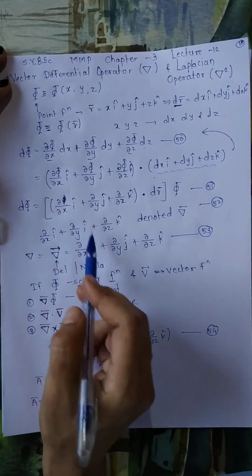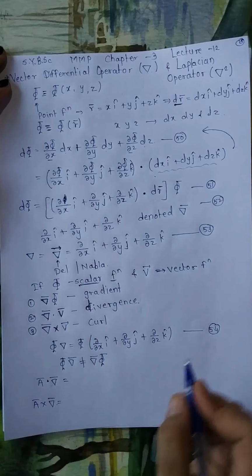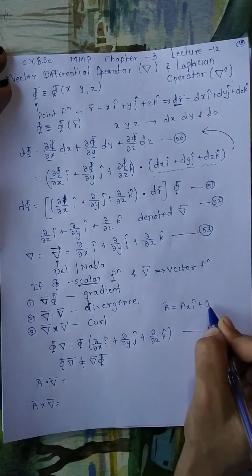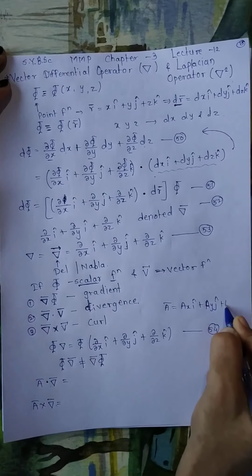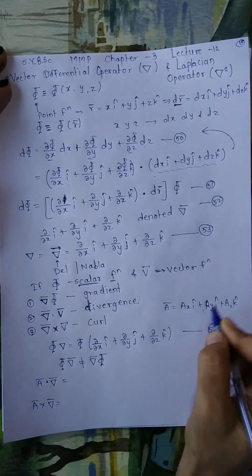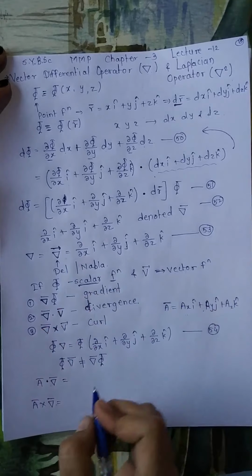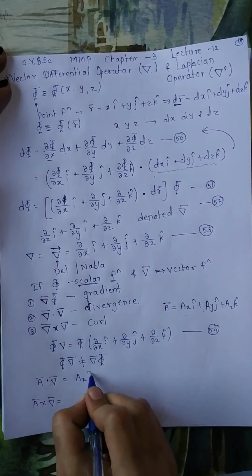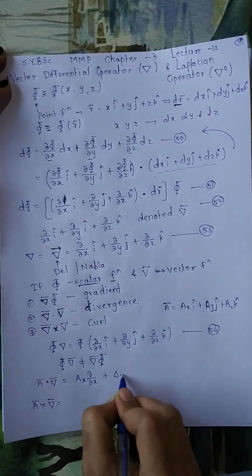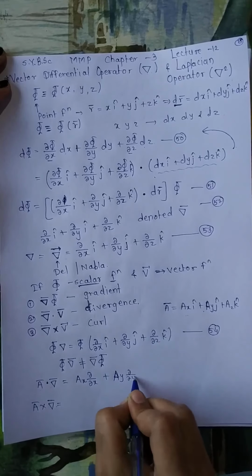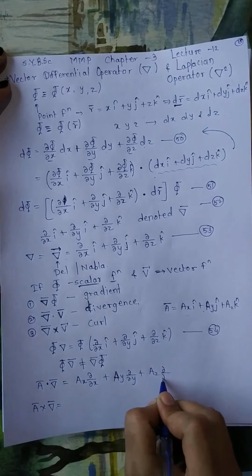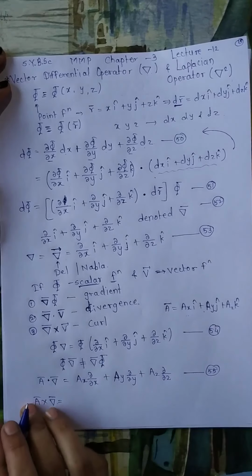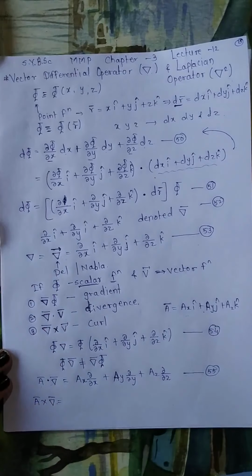So this is our del operator and it is dotted with vector a bar, and suppose vector a bar is taken as ax i cap plus ay j cap plus az k cap. Then a bar dotted with del will be ax dou by dou x plus ay dou by dou y plus az dou by dou z. This is known as the scalar operator since the dot product is a scalar quantity.